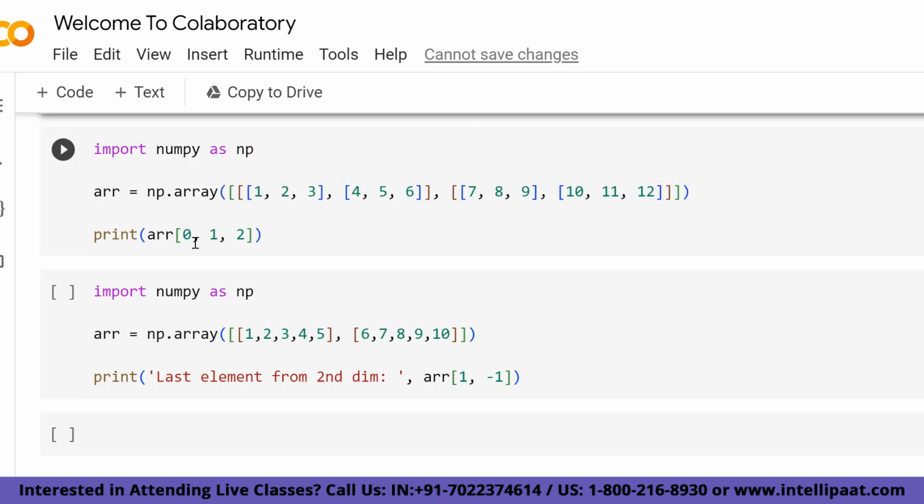Now it's saying 0th, so the 0th brown bracket is this one. Then it's saying 1 and 2. So 1 means this element, which is 4, 5, 6. We can index it as 0 and then 1. So 1 is 4, 5, 6. Then it's saying the second element in this, so let's index it 0, 1 and 2. So our answer would be 6. Let's print it.